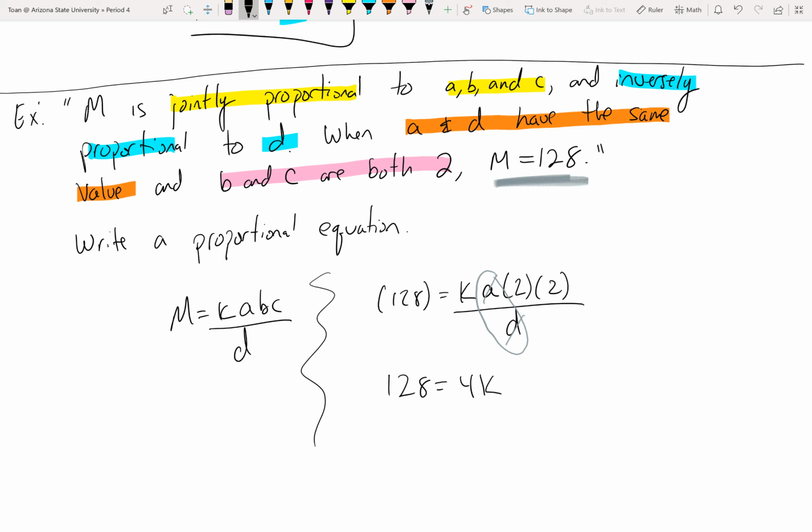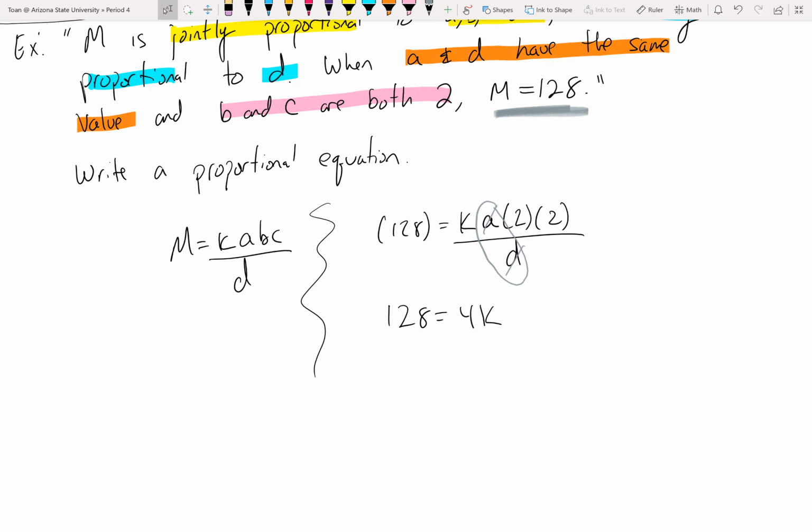That's it. So that's the only other way I can upgrade these examples. I can just toss in a whole bunch of numbers and ask you to solve for it. Divide both sides by 4, you get k equals 32.